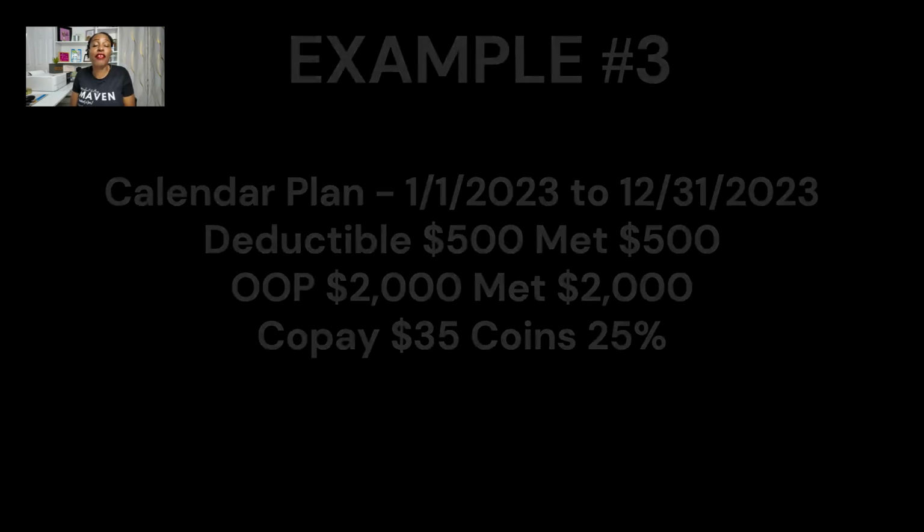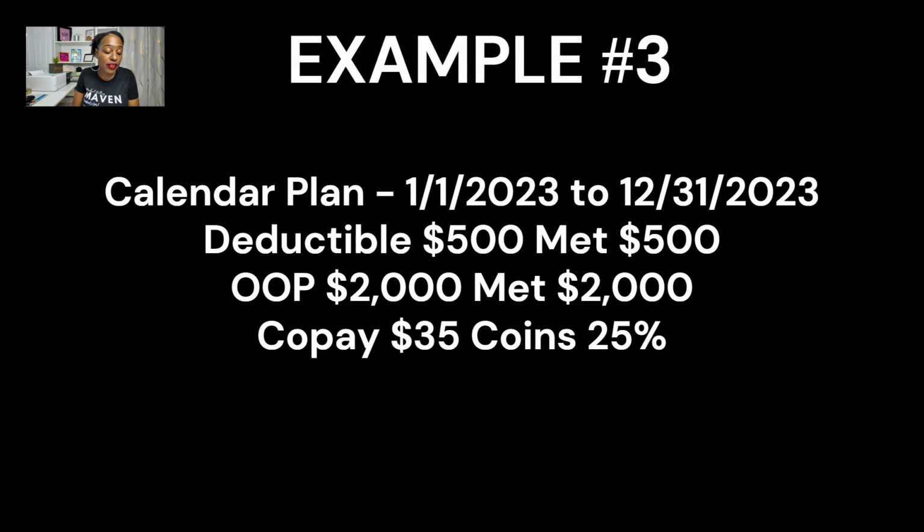You're just going to take the 30% of the allowed amount, and that will give you the $1,560. And for the third example, it's going to be a calendar year, January 1st, 2023 to December 31st, 2023. The deductible is $500, of which $500 was met. The out-of-pocket is $2,000, of which $2,000 was met. The copay is $35, and the coinsurance is 25%.